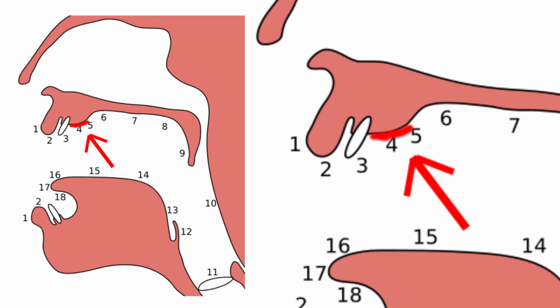Listen and repeat. Ta, ta, ta, ta. In Vietnamese, the tip of the tongue touches the alveolar ridge. In this graph, that means it's from number 4 to number 5.